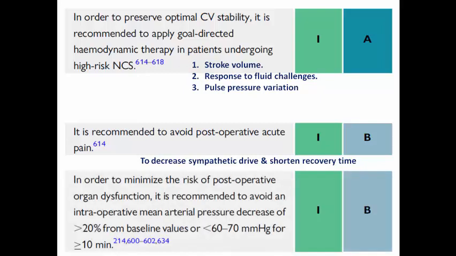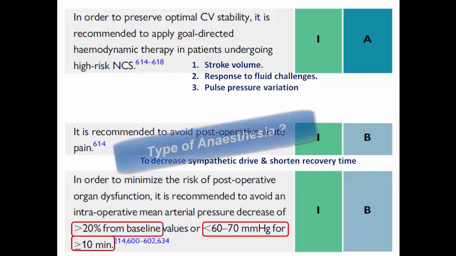And there's also a class 1 to avoid intraoperative hypotension, which is a decrease in the mean arterial pressure of more than 20% from the baseline, or a drop of blood pressure to less than 60 or 70 mmHg for 10 minutes or more, to minimize the risk of postoperative organ dysfunction like acute myocardial injury, acute kidney injury, or cerebrovascular stroke. There are no clear recommendations on which type of anesthesia to use. That's why we need a multidisciplinary discussion between the cardiologist, surgeon, and anesthesiologist to choose the appropriate mode of anesthesia for the patient according to the risk profile of the surgery and of the patient.